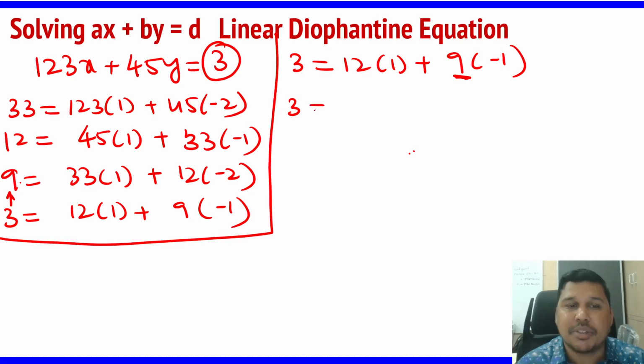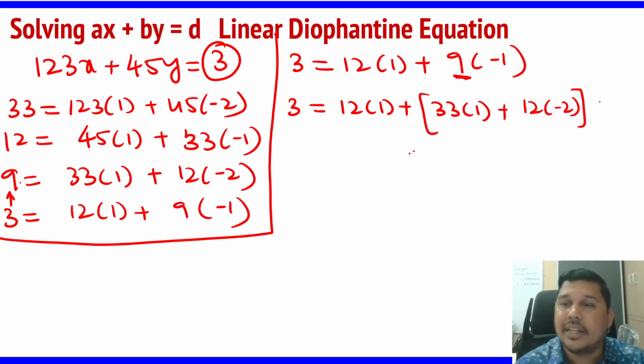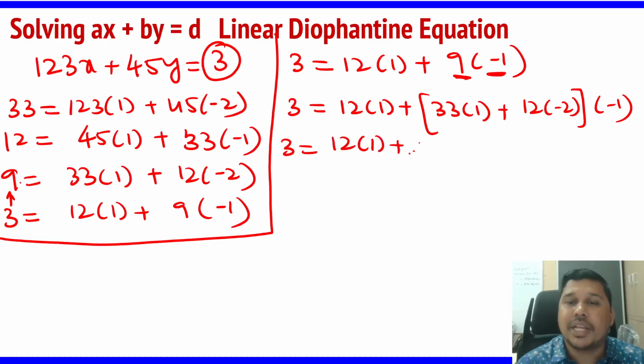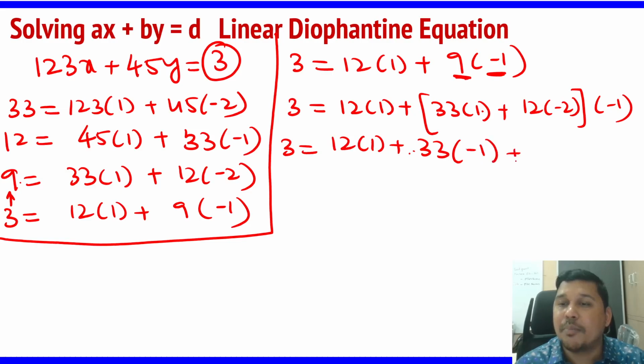So this equation becomes 3 is equal to 12 into 1 as it is, plus in place of 9, I will write 33 into 1 plus 12 into minus 2, whole multiplied by this minus 1, this minus 1 as it is. In place of 9, I wrote this equation. So this becomes 3 is equal to 12 into 1 plus 33 into 1 into minus 1, it is minus 1, plus 12 into minus 2 into minus 1, it is 12 into 2.